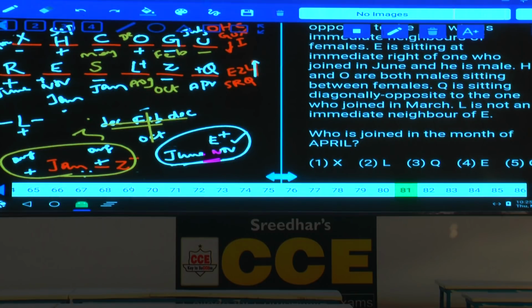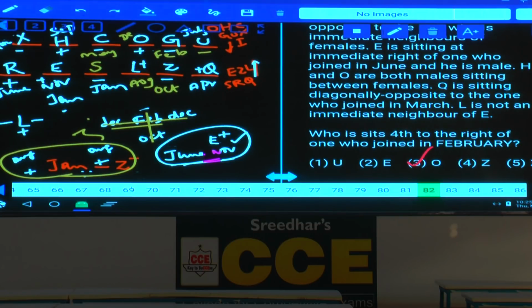Then who joined in the month of April? Tell me the person who joined in the month of April, Q, that is choice 3. Then question number 82. Who sits 4th to the right of the one who joined in February? 4th to the right of the one who joined in February. Tell me, 1, 2, 3, 4, X, the one who joined in March.